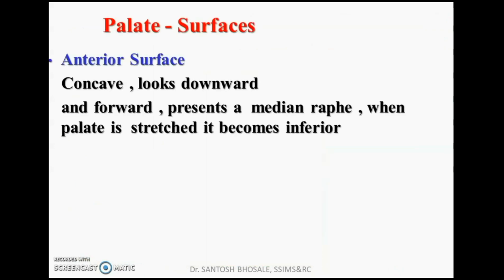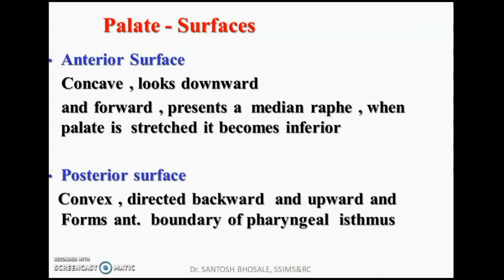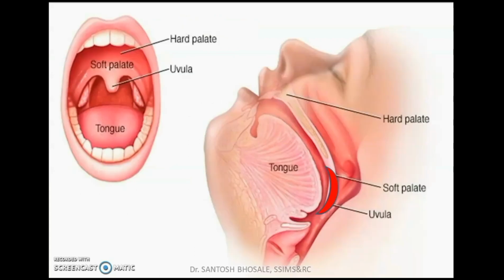So what are the surfaces? Two surfaces: anterior surface or oral surface. It is concave, directed downwards and forwards, and presents a median raphe. And the posterior surface is convex, directed backwards and upwards, and forms the anterior boundary of the pharyngeal isthmus, which separates the nasopharynx from the oropharynx. You can see here the anterior surface, or oral surface.